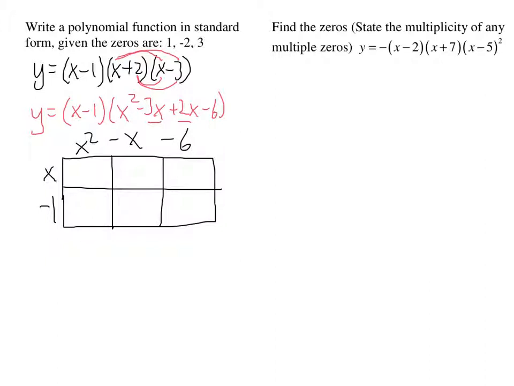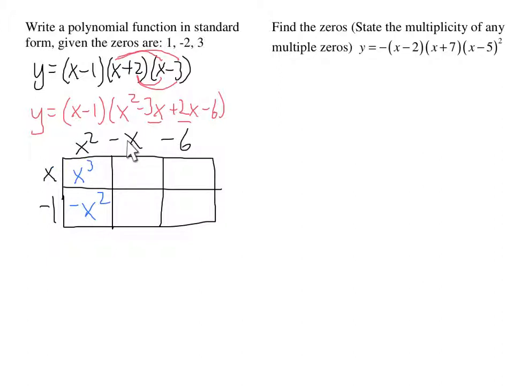Any questions? Hopefully we're okay. We simplified this, put it on top, put this on the side. Now we got to fill this in like a multiplication table. So here we go. X times x squared is x to the third. Negative 1 times x squared is negative 1x squared.